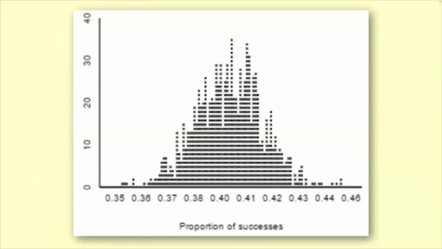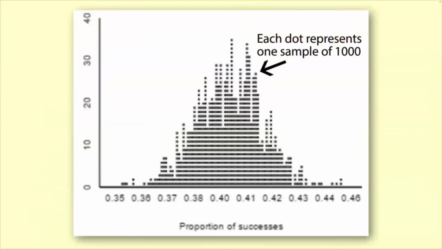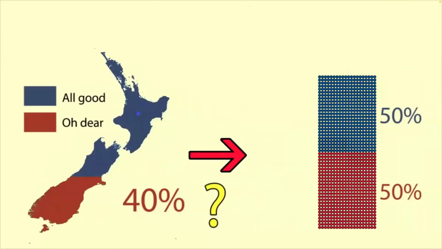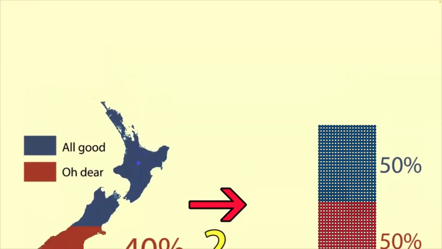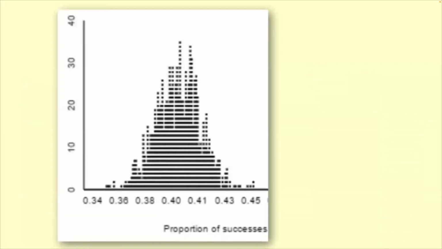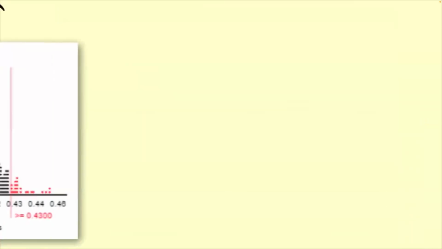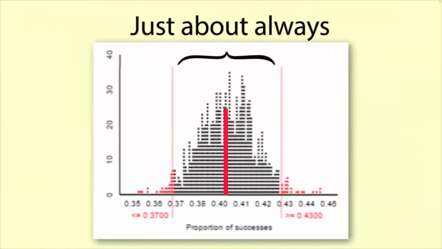This graph is the result of a simulation with 1,000 samples of 1,000 people each, drawn from a population with a proportion of success of 0.4 or 40%. We define success as being that the person thinks the economy is getting worse. It turns out that if the true proportion in the population is 40%, the probability of getting a sample with 50% or more people saying that they think the economy is getting worse is 0. It won't happen. Just about always, the sample proportion will be within about 3% of the population proportion when we use a sample size of 1,000.